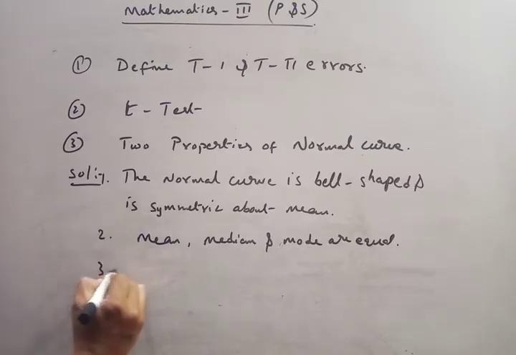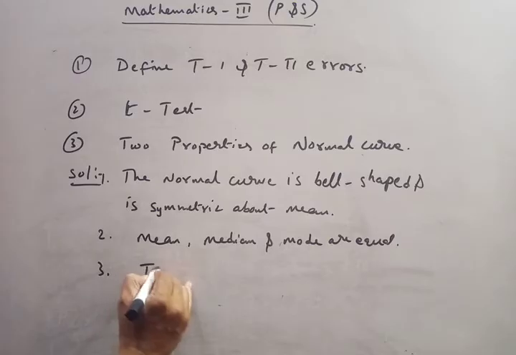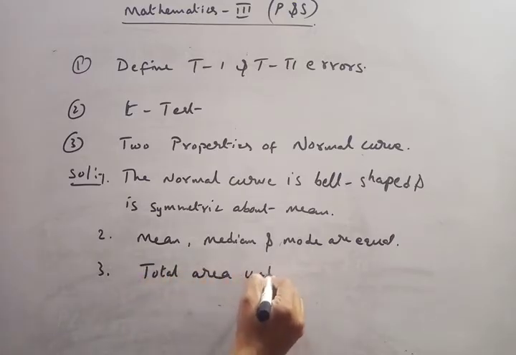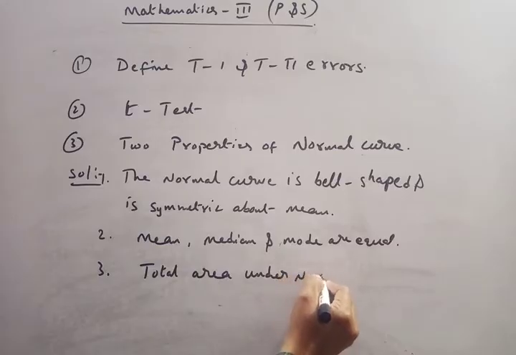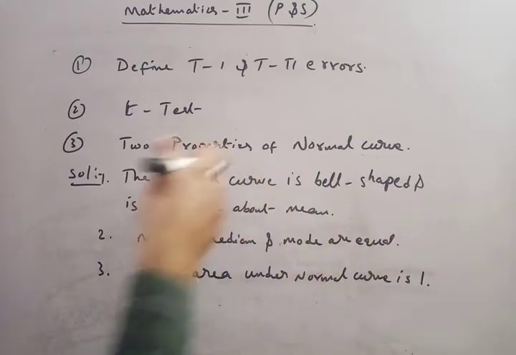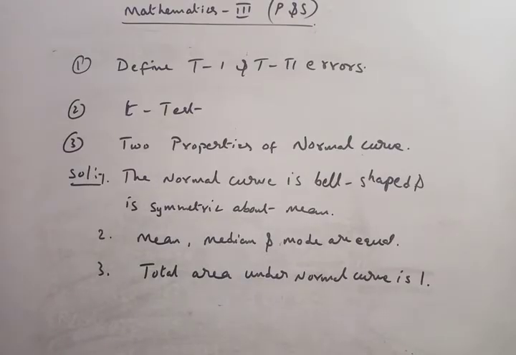Then another one, the third one, the total area under the normal curve is equal to 1. Okay, these 3 properties you can take. So these are the 2 properties of normal curve. This is one question he gave here.